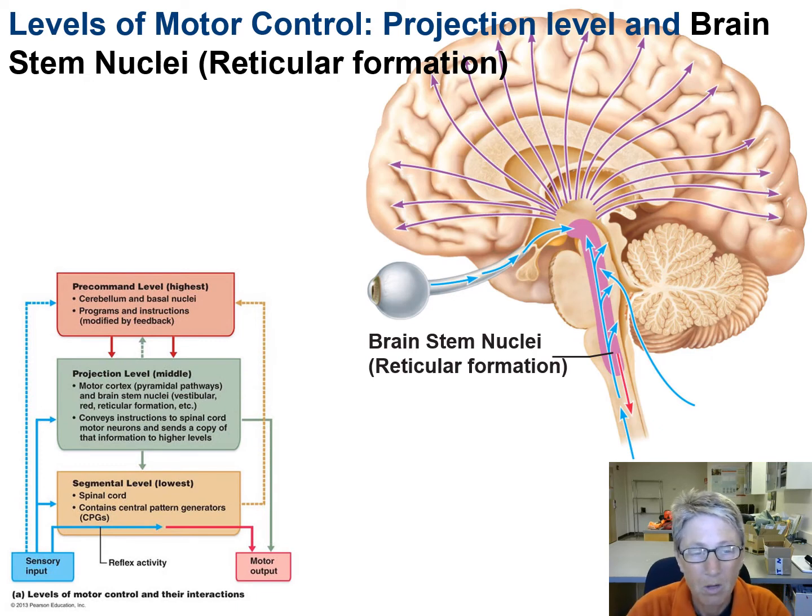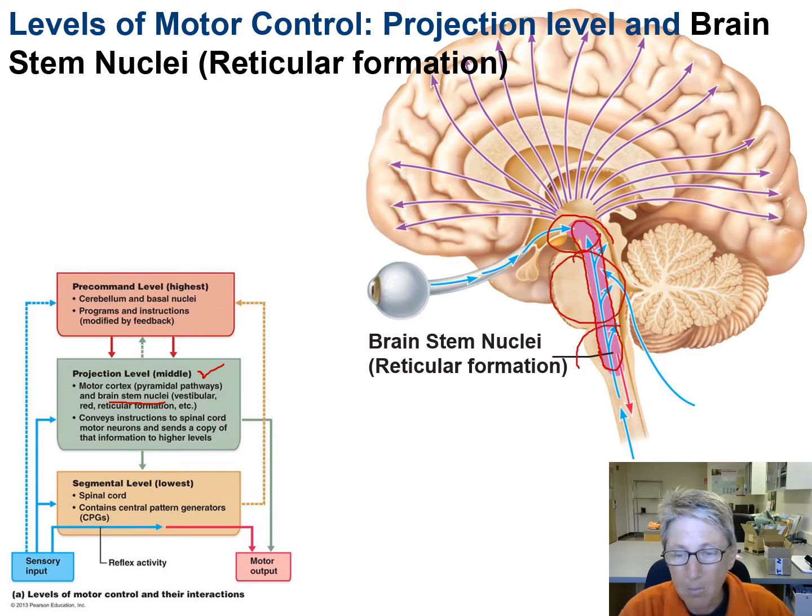So we're still here at the projection level of motor control, and we're looking at brainstem nuclei and the reticular formation. So the brainstem nuclei live in this purple patch. So this is in the brainstem. So basically, you have the midbrain here, the pons here, and the medulla oblongata here, all parts of the brainstem, and the nuclei that live there.